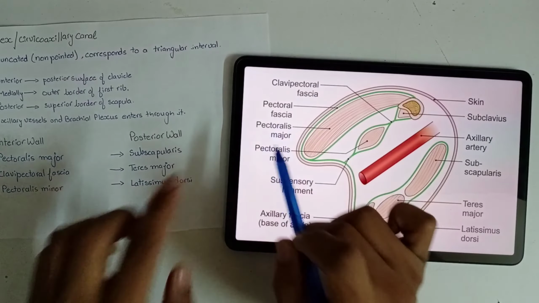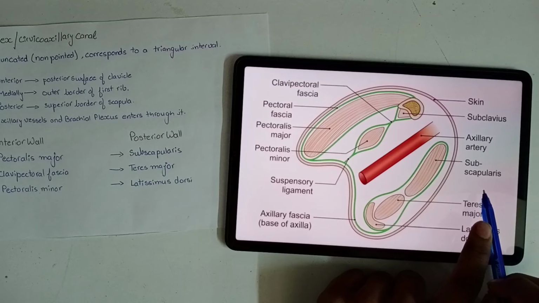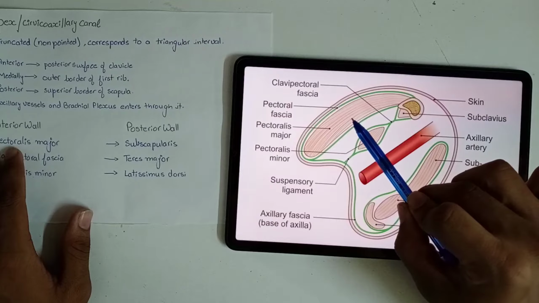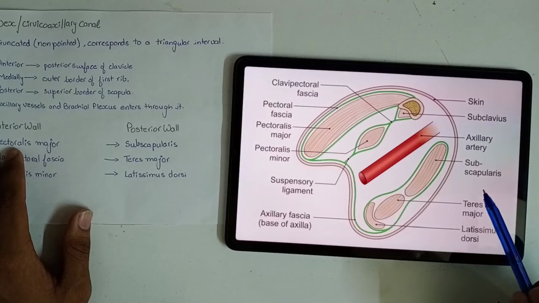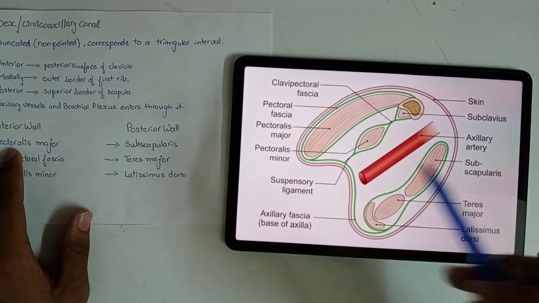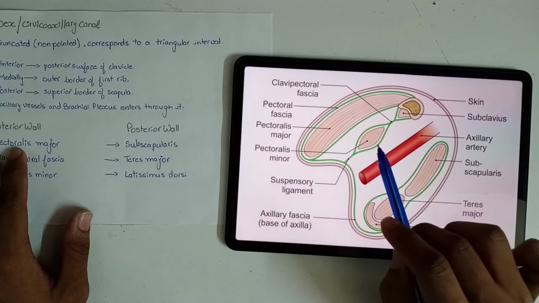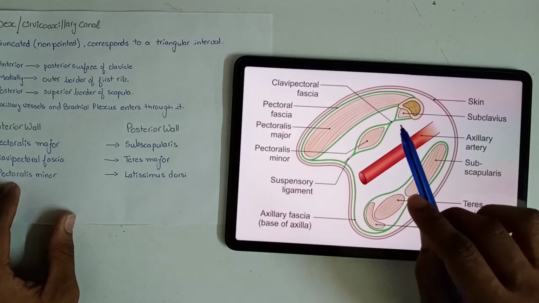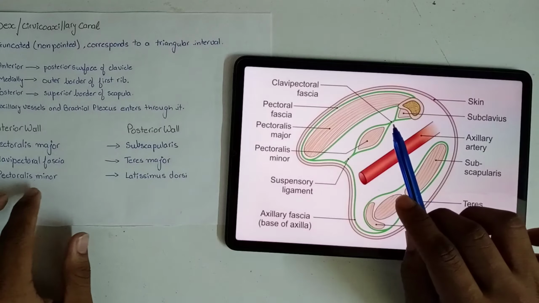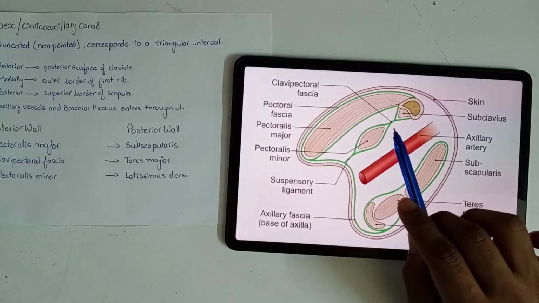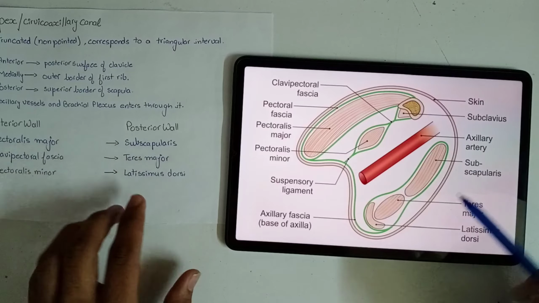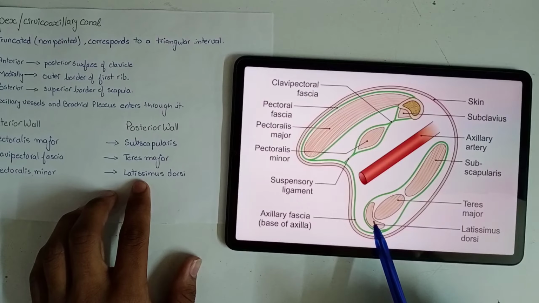This side is our anterior, this side is our posterior. As said, the anterior wall is formed by pectoralis major. This is pectoralis major, this is the anterior side, this is the posterior side. We won't be able to see the lateral and medial walls in this diagram. This is pectoralis major, pectoralis minor, and this one is the clavipectoral fascia. Go through my clavipectoral fascia video to understand this fascia. The posterior wall is formed by subscapularis, teres major and latissimus dorsi.